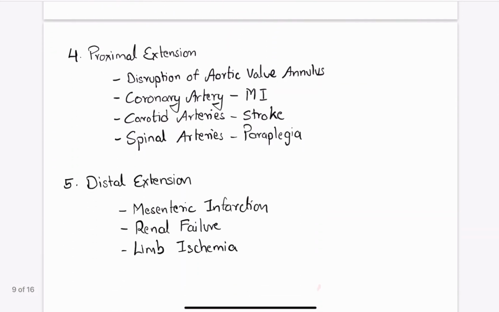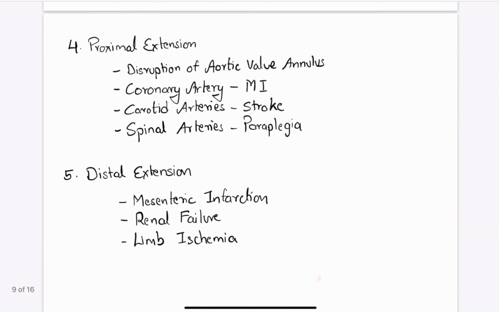Aortic dissection can extend both proximally and distally. Proximally, it can extend up to the aortic root and disrupt the aortic valve annulus. Or it can occlude other aortic branches like the coronary artery, which can lead to MI, or carotid arteries that can cause a stroke, or spinal arteries, which can lead to paraplegia. Or distally, it can compress mesenteric arteries, causing mesenteric infarction, renal arteries causing renal failure, and arteries going to limbs causing limb ischemia.